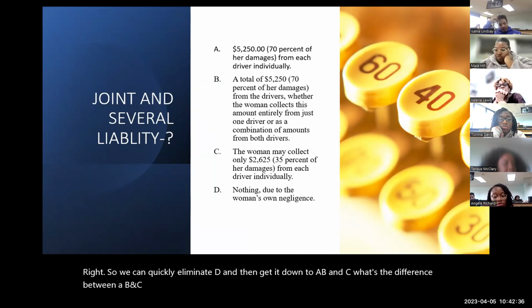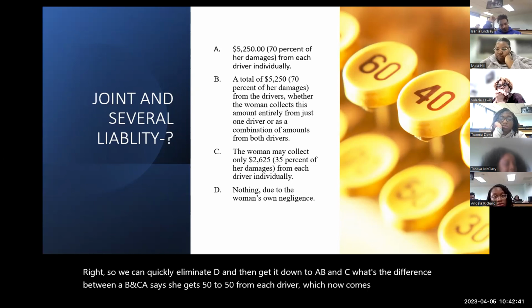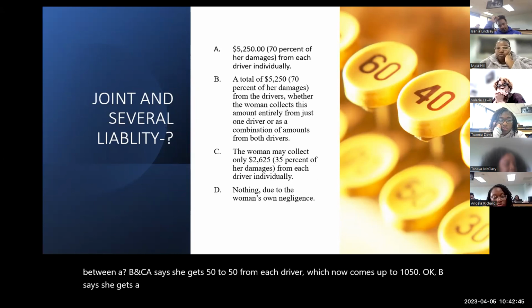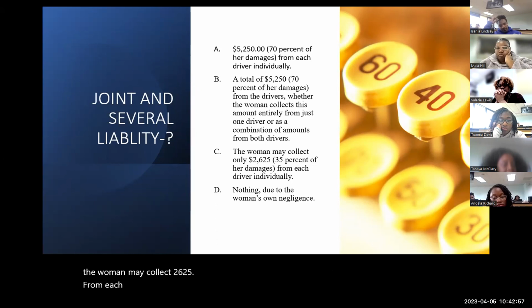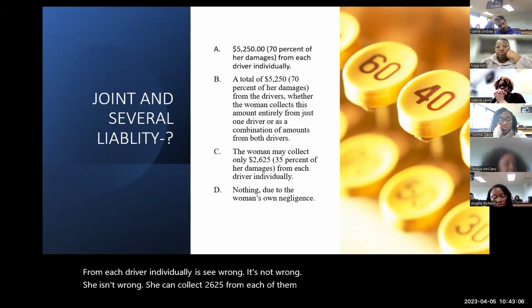A says she gets $5,250 from each driver, which now comes up to $1,050, okay? B says she gets a total of $5,250, and she can do that individually or severally or however. C says the woman may collect $2,625 from each driver individually. Is C wrong? It's not wrong. C isn't wrong. She can collect $2,625 from each of them individually, but B's more right.